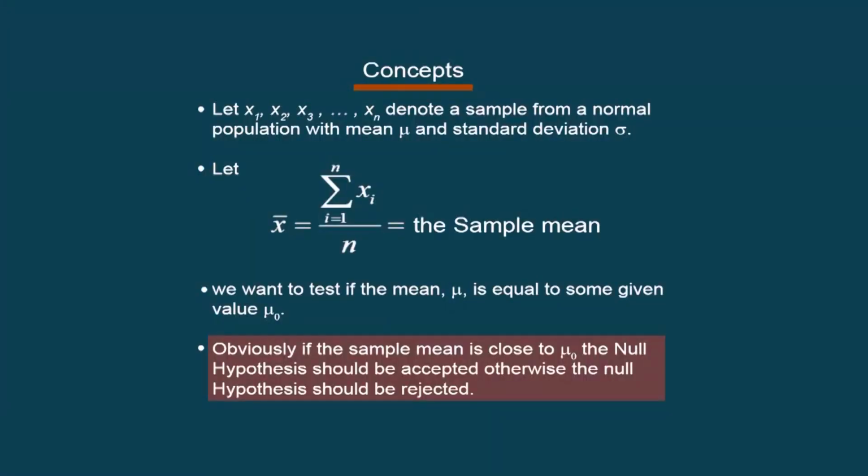Whenever we are going for the hypothesis testing, we want to say whether the sample mean is closer to mu0 or not. If it is closer to mu0, then definitely we can say that the null hypothesis would be accepted. And if it is away from mu0, then we will say the null hypothesis will be rejected. Because in the null hypothesis, we want to say that there is no difference between the sample mean and the population mean. So both values have to be equal, or both values are different.